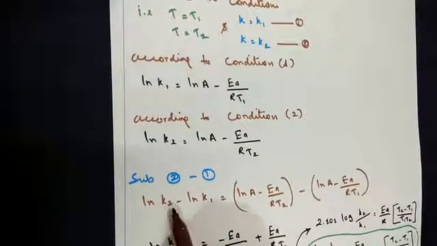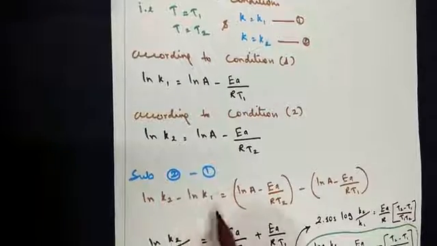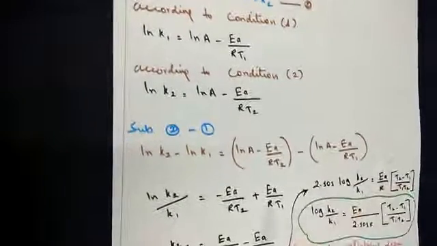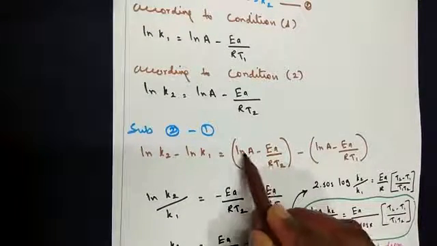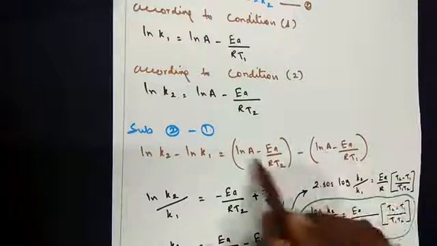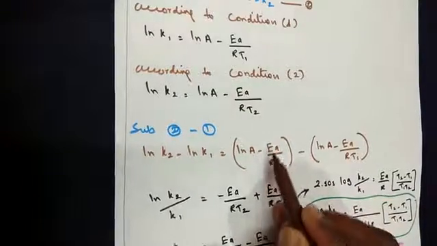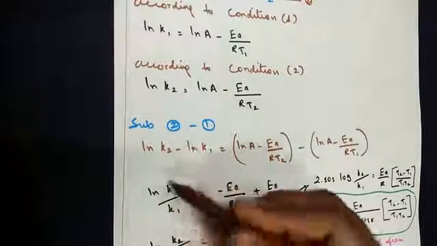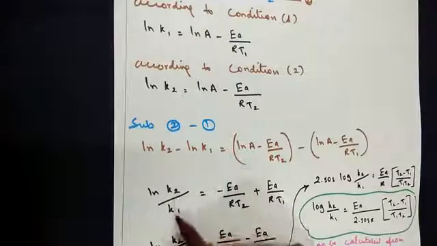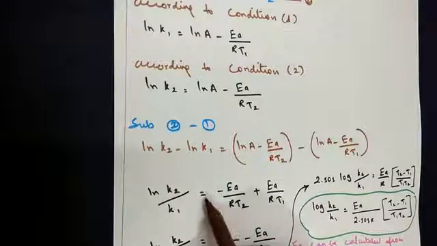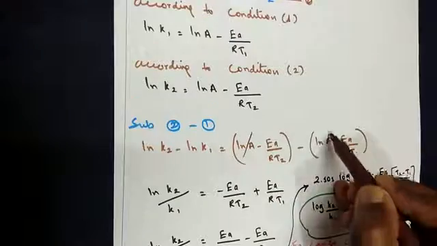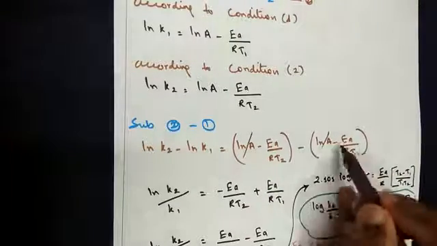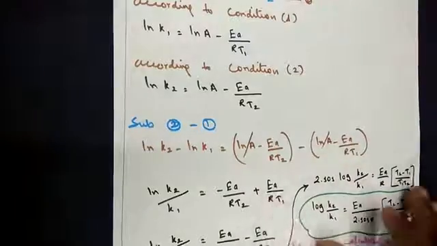Now subtract step 2 minus 1. So that is natural log of K2 minus natural log of K1 is equal to the second term minus the first term. So if you open up the bracket, what happens? Now natural log of A and minus natural log of A will get cancelled. What is left over? Since in our logarithm term, minus stands for the division, natural log of K2 by K1 we can write as equal to, since these terms are getting cancelled, minus Ea by RT2 plus Ea. Minus into minus gives us plus Ea by RT1.